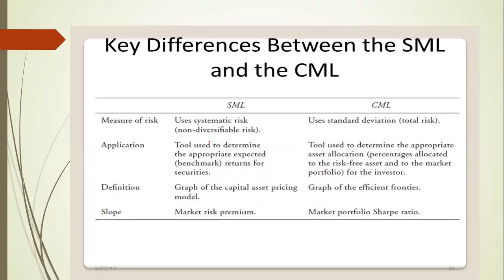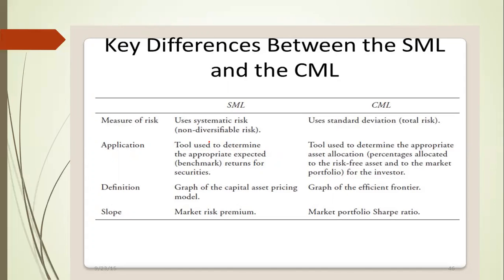If you look at the difference between SML and CML, first is the measure of risk. In SML we use the systematic risk, that is beta. In CML we use the standard deviation, that is the total risk. Now coming to the application: SML is a tool used to determine the appropriate expected returns for securities, while CML is a tool used to determine the appropriate asset allocation. We call it the percentage allocated to the risk-free asset and to the market portfolio.